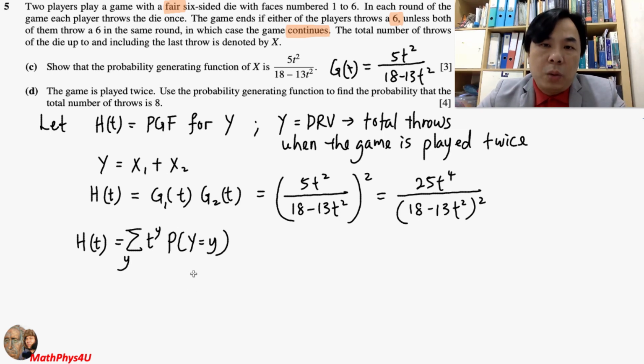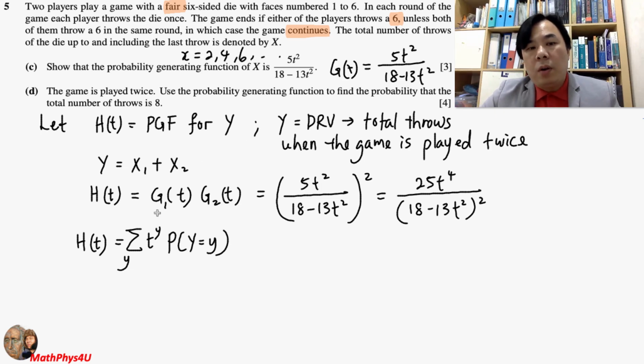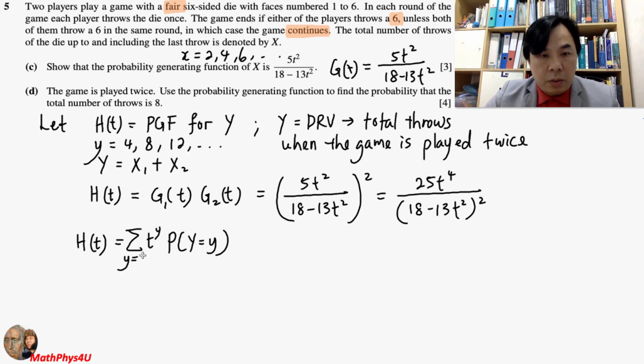Since the games are played twice, we know that the discrete random values for x are 2, 4, 6, and so on. Therefore, the discrete random values for y must start from 4 because it's played twice. Therefore, the random variable for y would be 4, 8, and then 12, and so on and so forth. Therefore, you can actually write this one down as a sum from 4 until infinity.